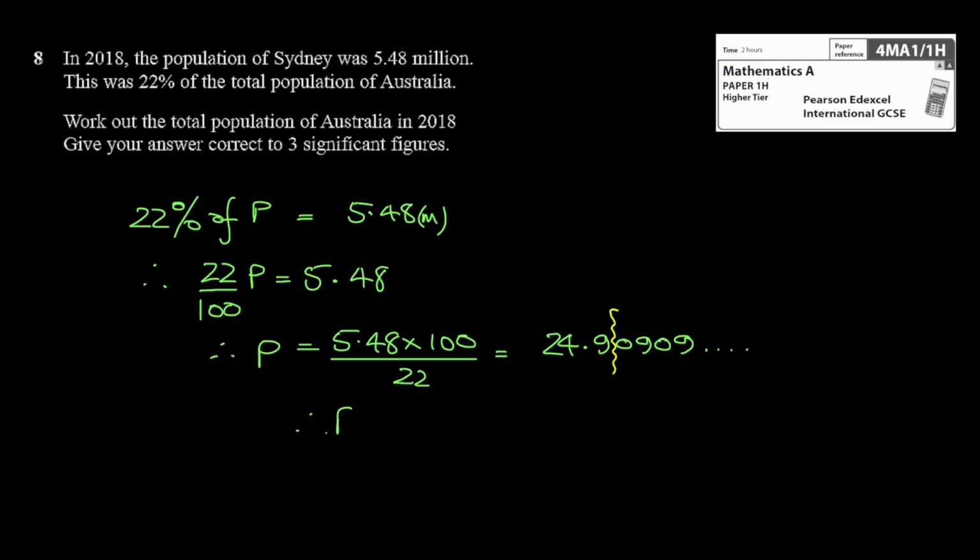So therefore, P is equal to 24.9 million, and that is to 3 significant figures. And that is your answer.